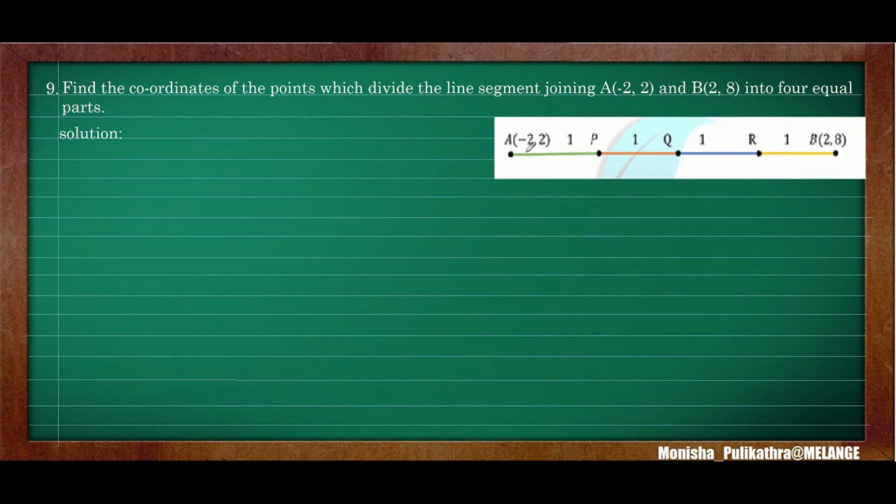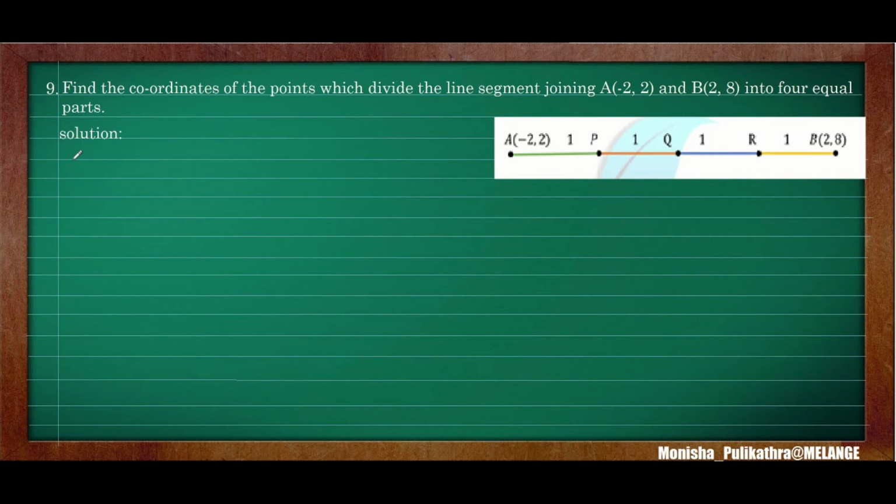So this is one part. First part is AP, second PQ, third QR, and fourth is RB. So these 4 equal parts can be divided into ratios. So we can take it as AP by PB. First case, that will be 1:3 ratio. Next is AQ by QB, that is 2:2 ratio. And also we can take AR by RB, that is 3:1 ratio. So these three cases we can take here.